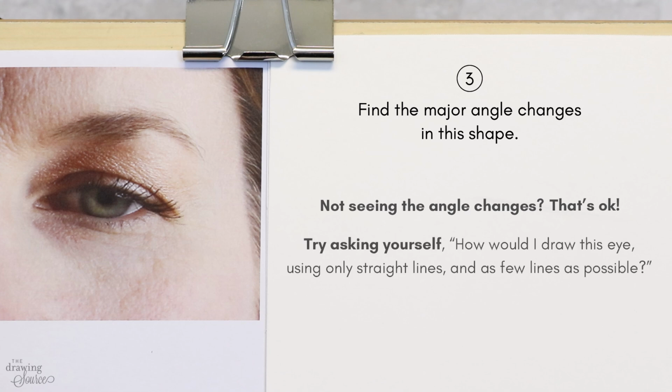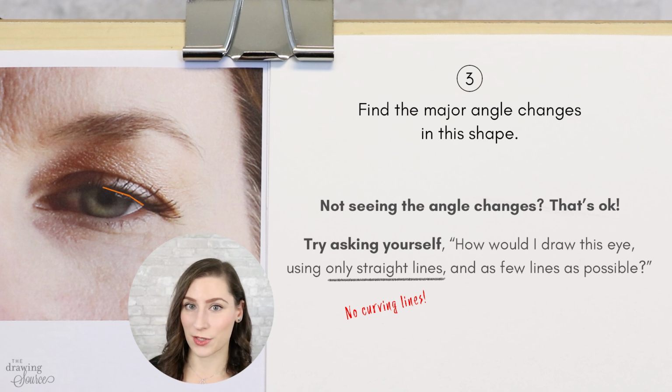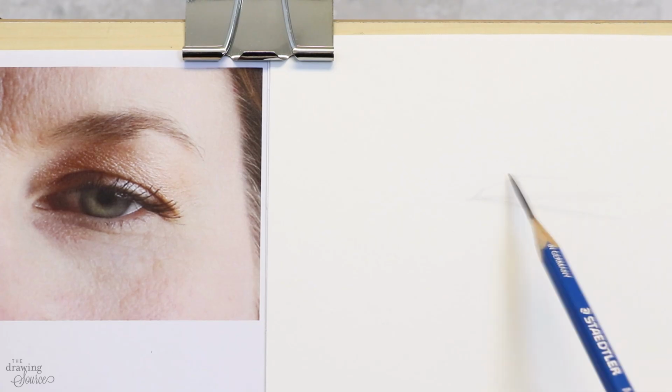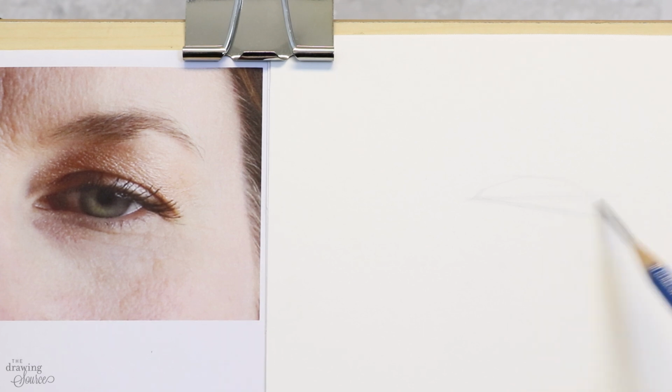Try asking yourself, how would I draw this eye using only straight lines and as few lines as possible? No curving lines. This is important because it will force you to decide where to end one line and where to start the next one, and likely you'll do that at the angle changes. Curving lines too early results in generic shapes and generic drawings. So, how would you draw this eye using as few lines as possible?